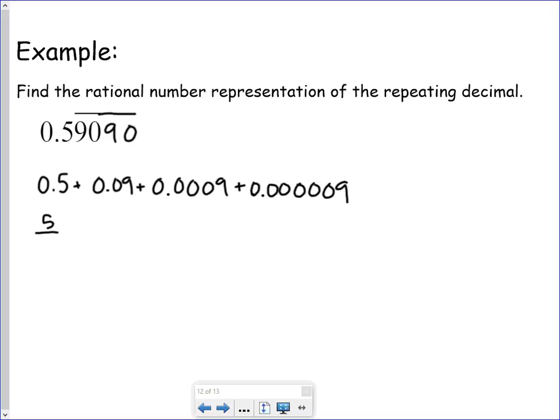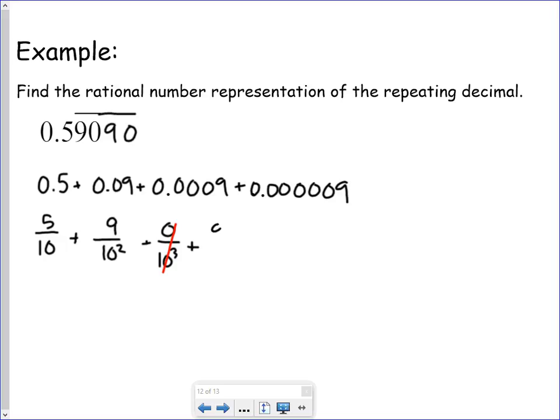So this is really 5 over 10 because it's in the 10th spot of the decimal. The first 9 is in the 100th spot, so that's really 9 over 10 squared. Now there is a 0. If you want to write that, you could say plus 0 over 10 cubed, but I didn't actually write that in my sum there. So I'm going to cross that off because I don't really have that represented.